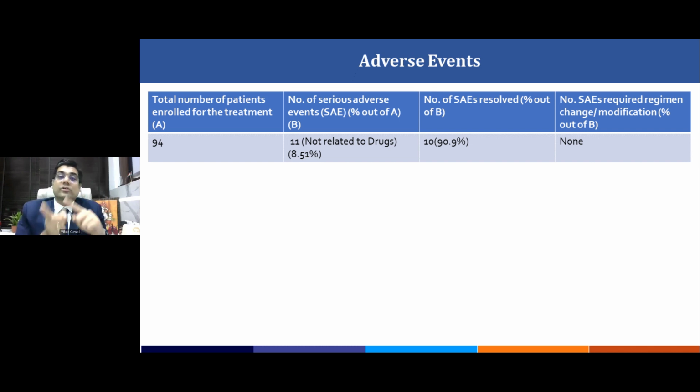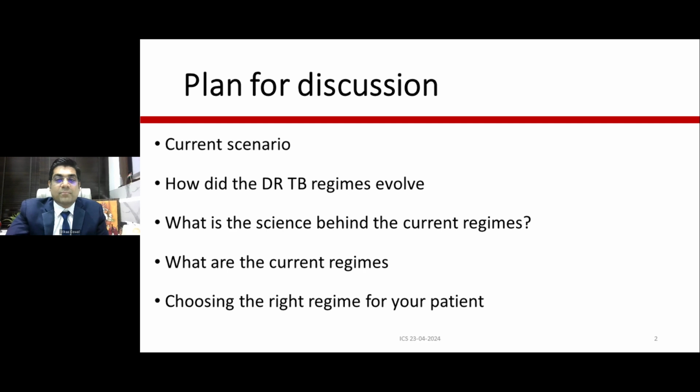So ADR per se, because of the drugs, there were zero ADRs, other than, yes, we had peripheral neuropathies where two of them needed a reduction of the dosage of linezolid from 600 to 300, but the majority of them just completed the treatment with a complete duration of 6 months. As for the number of SAE which required drug changes or a complete regimen change, none of them needed a complete regimen change.